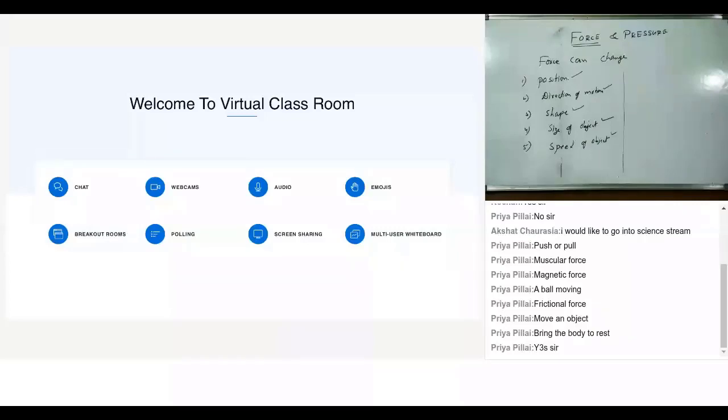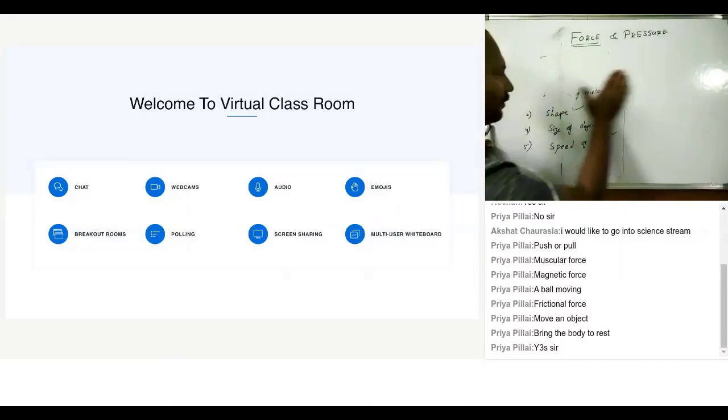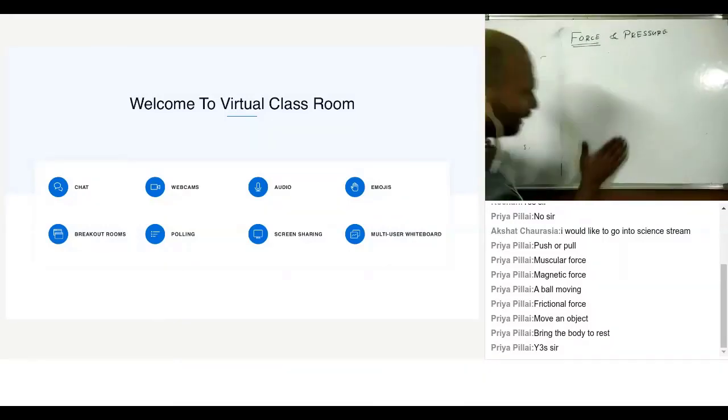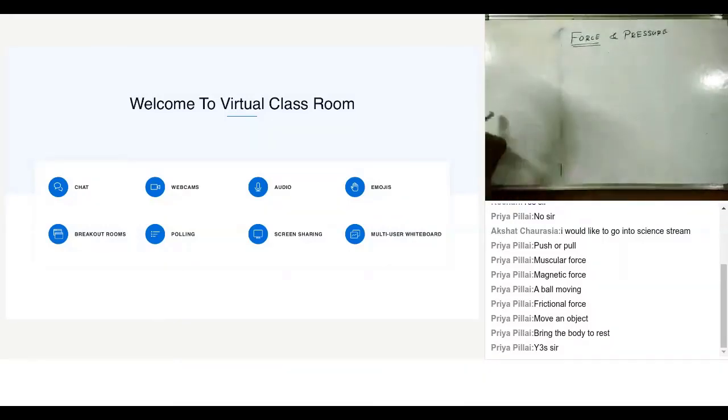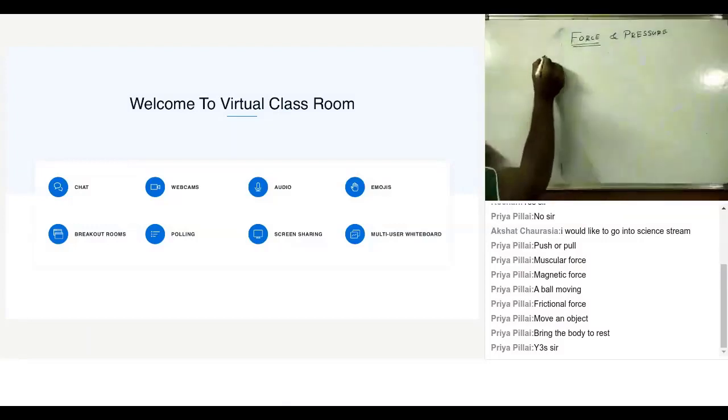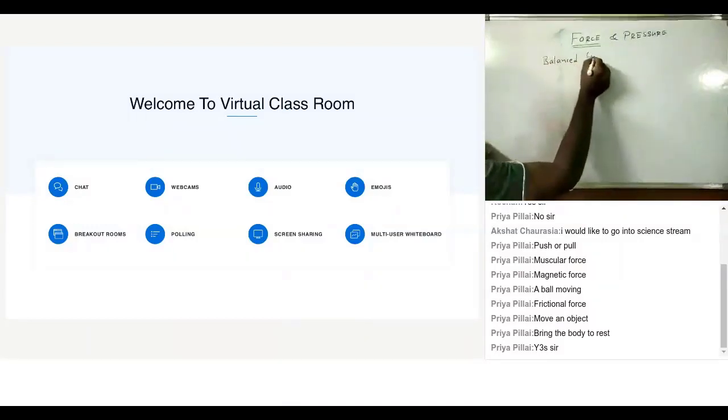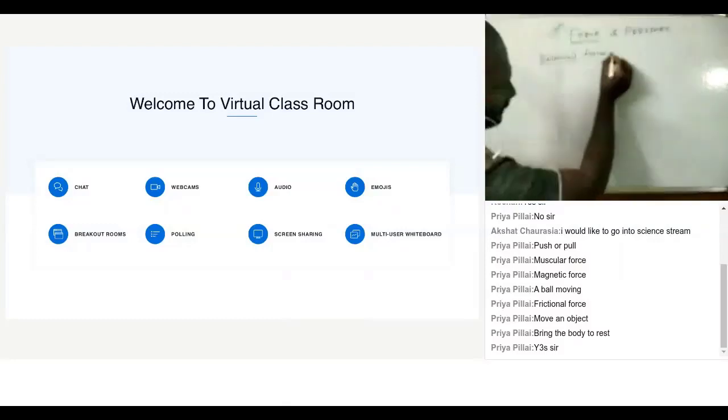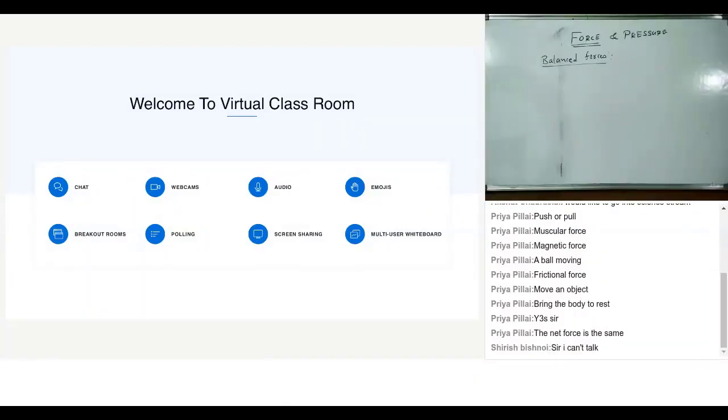Another kind of classification of forces, which is also a part of your syllabus, is something called balanced forces. We'll be spending some time on these balanced forces. Now, under what condition are forces known as balanced forces? Let me give you an example.